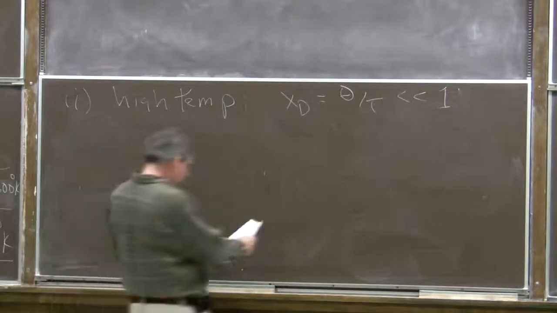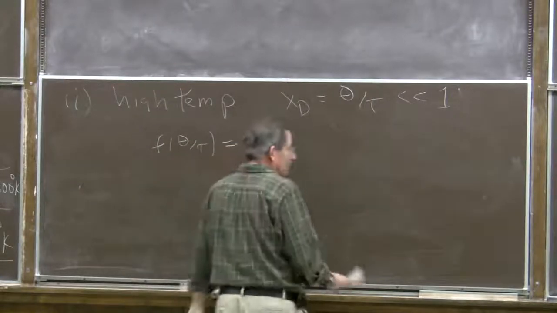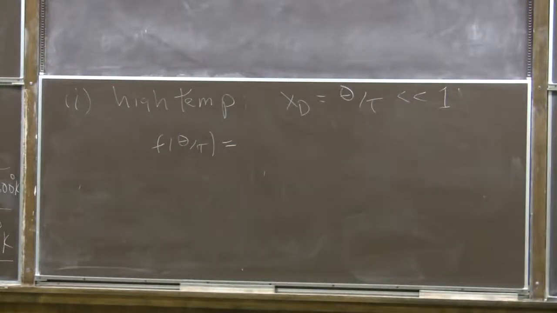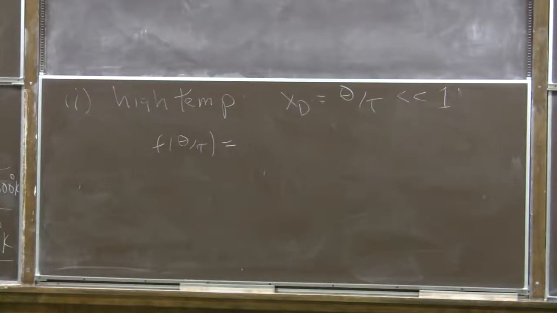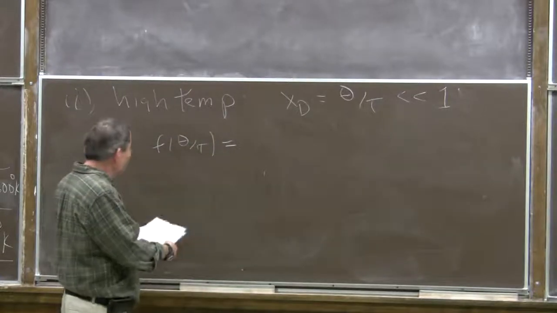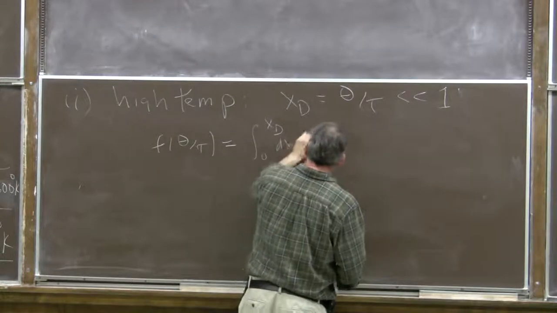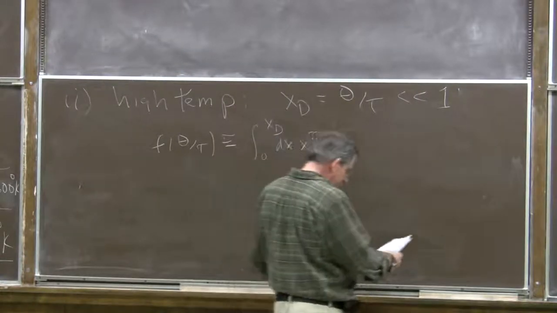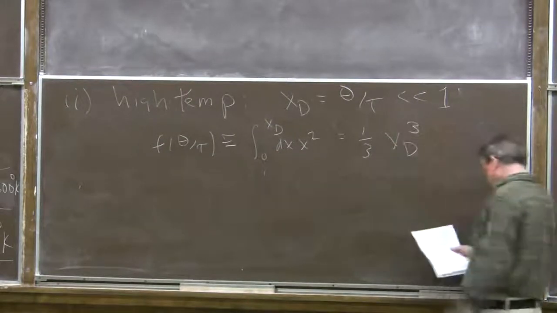So we can write our dimensionless function as, right, expand the exponential. This becomes x plus higher order stuff. So this is just x squared. So I'm integrating x squared up to x Debye. Approximately, which is 1/3 x Debye cubed.